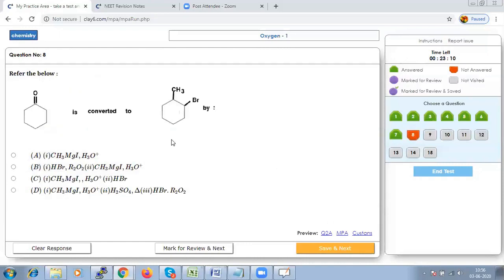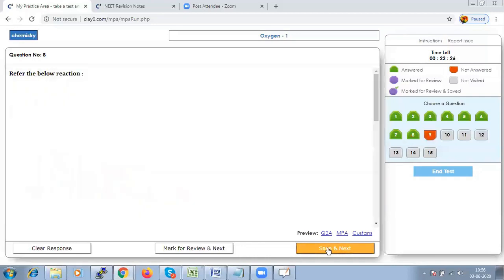If we look at the reaction, it is converted to, so what is the catalyst or the reagent being used for the following conversion? For the above conversion, we can say that it is converted using CH3MgI, then H3O+, and further it will give you H2SO4. On heating it will give us HBr and R2. So option D should be correct. Let us save that and go to next.